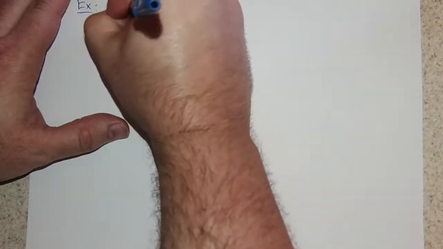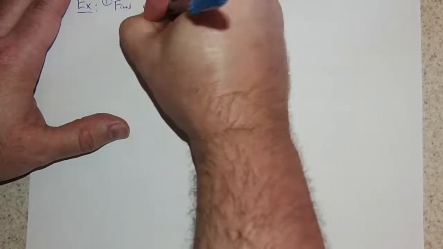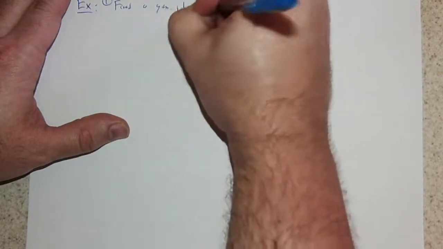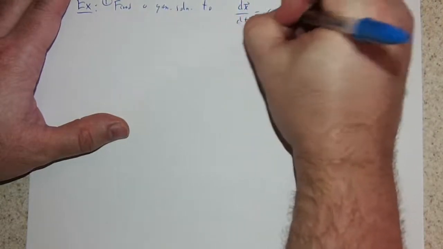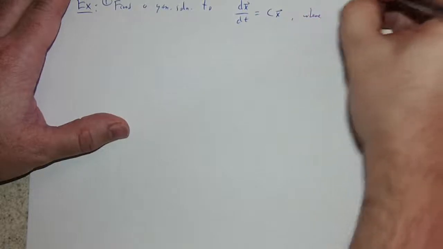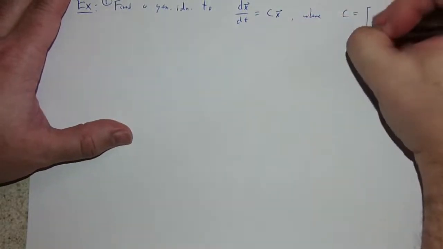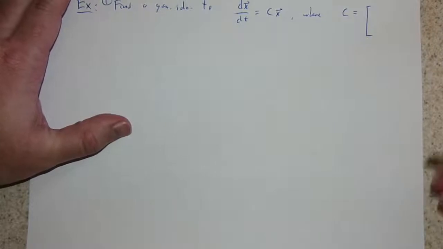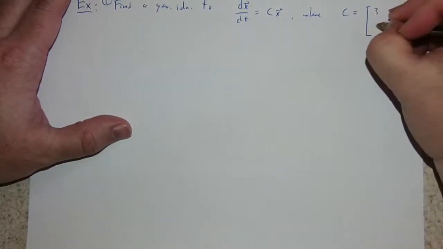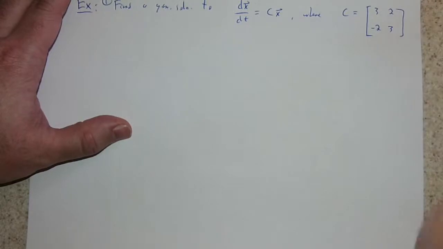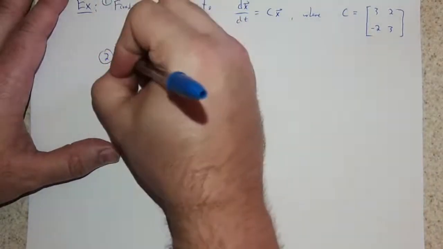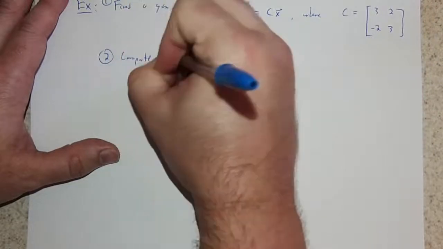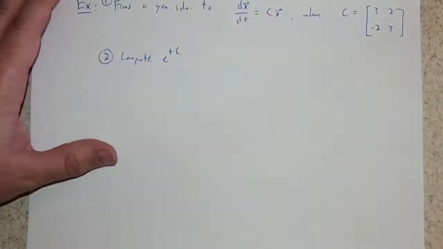Okay. So find a general solution to dx/dt is equal to Cx, where C is our favorite matrix with complex eigenvalues, which is [3, 2; -2, 3]. And secondly, compute e to the tC, the matrix exponential of C.